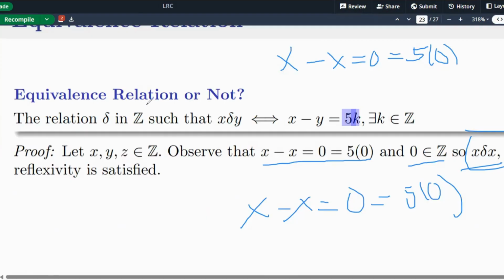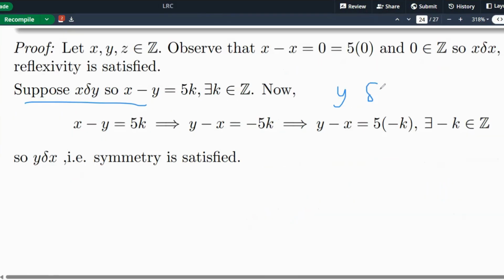Next is symmetry. So, suppose na si X, jowa niya si Y. Ang i-check natin, jowa niya ba si X? Is Y delta X? So, that's the question. Tingnan natin. So, assume mo na X, jowa niya si Y. So, X minus Y is equal to 5K. Ang goal ko is mapalabas si Y minus X.